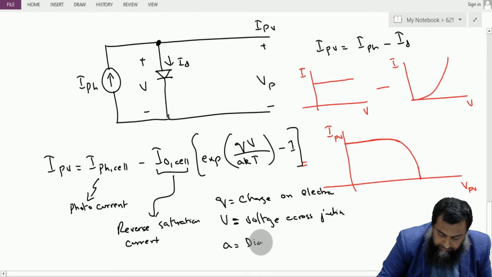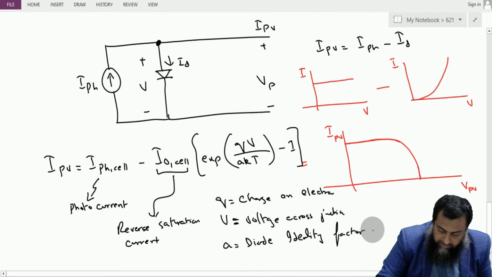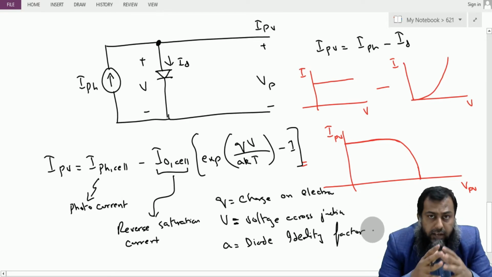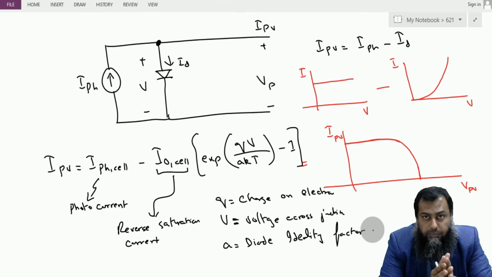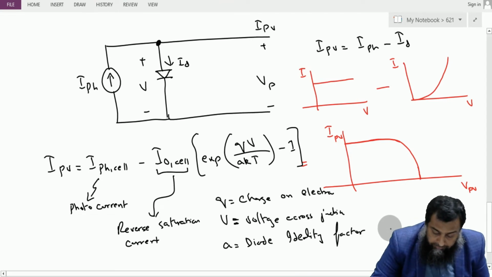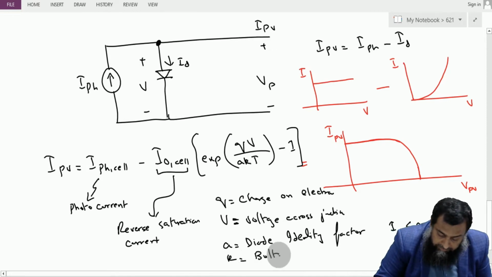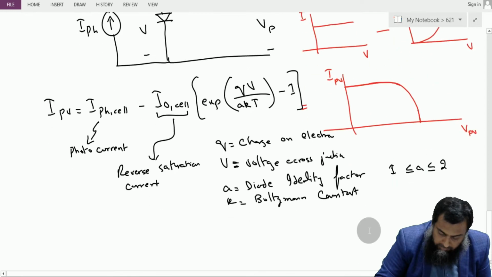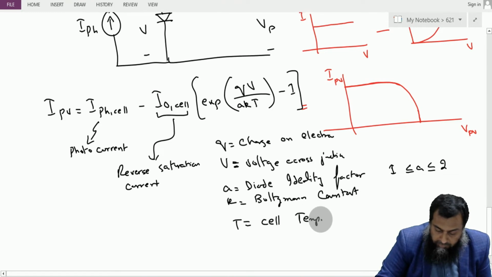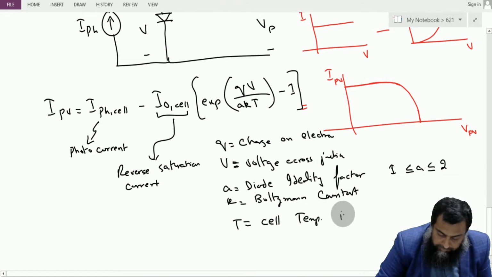This A is the diode ideality factor. That is how closely this diode behaves like an ideal diode. And the value of A is usually between 1 and 2. This K is the Boltzmann's constant, and T is the cell temperature or the junction temperature in Kelvin.